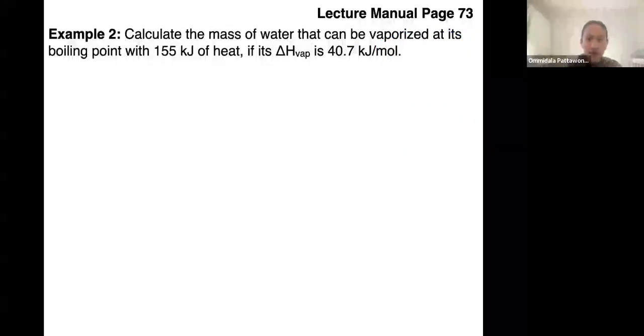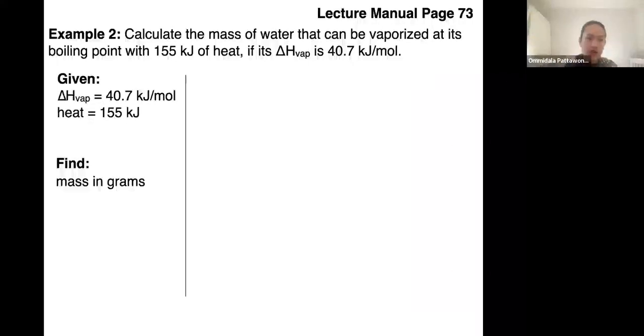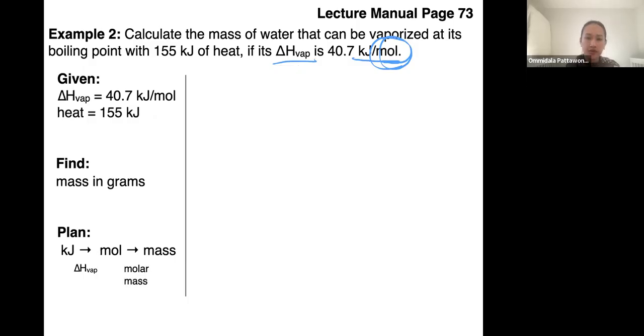Okay, so I would like you to pause the video now and then resume the video again when you finish. Okay, so in this one, it's actually giving you heat and asking you to find mass. So same thing, right? It's giving you heat, so you are going to need to convert to mole first, because the heat given right here is going to relate to mole through this heat of vaporization. After you get mole, then you're going to be able to find the mass, right? So it's the reverse process from example 1.